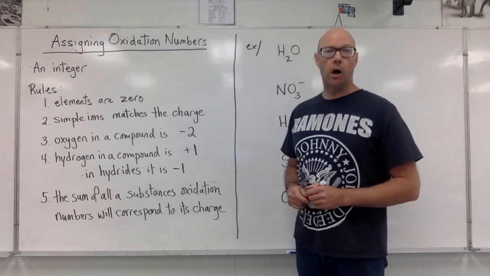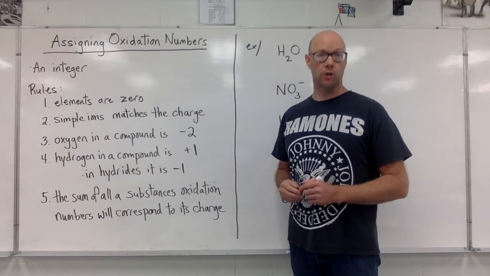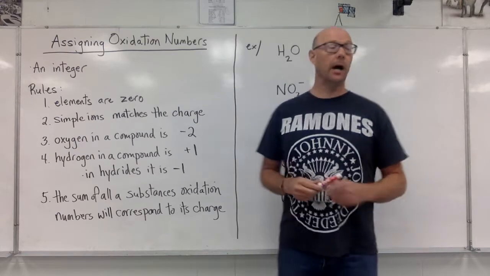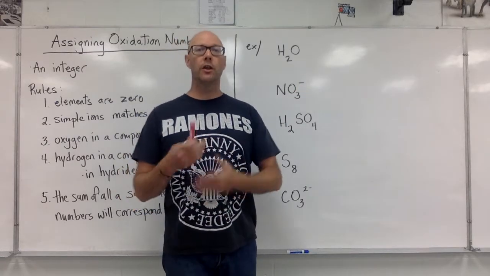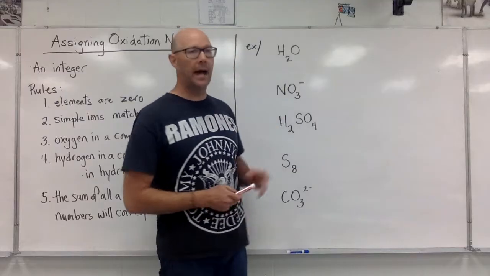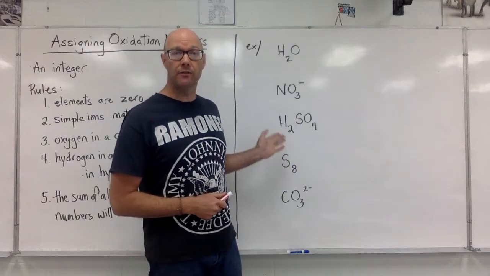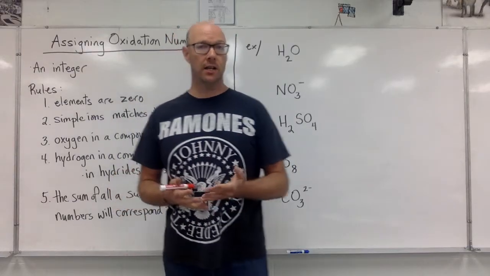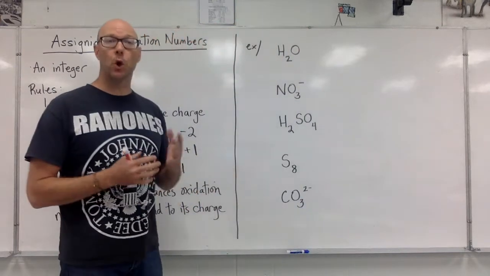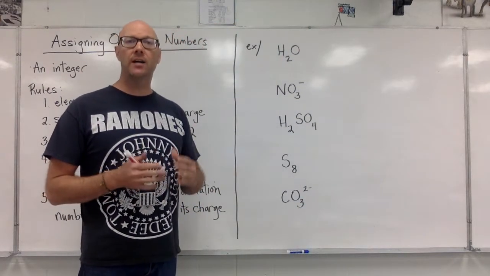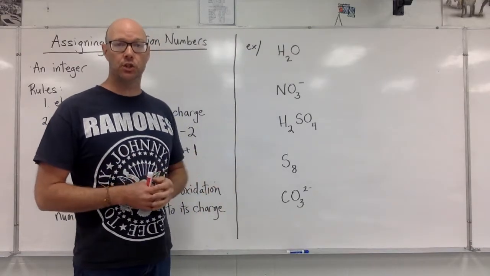The sum of all of a substance's oxidation numbers is going to correspond to the overall charge. So if we have a polyatomic ion, like say these nitrates over here with a charge of -1, all the oxidation numbers together will add up to -1. If the compound has no charge, like here I have sulfuric acid, then all the oxidation numbers there would add up to 0. I have these examples. We're going to go through and assign an oxidation number to each element in all these different situations.